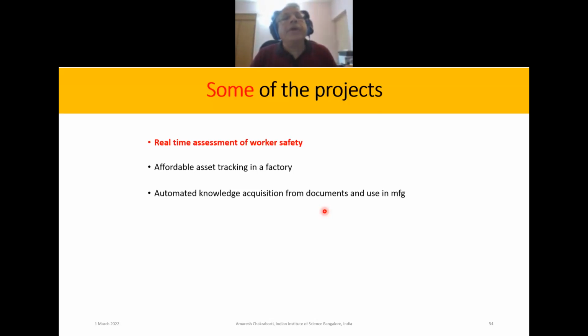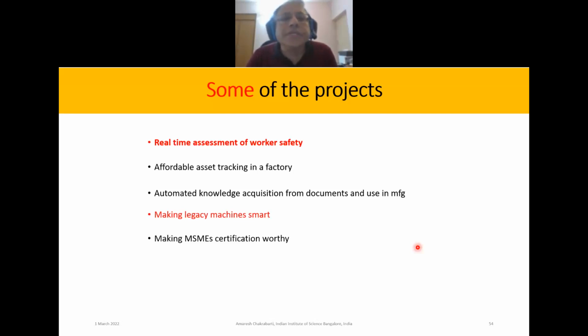How can we acquire knowledge from documents, legacy documents, and use it in manufacturing automatically? How can we make legacy machines smart? How can we make MSMEs more certification worthy by collecting data and telling them where they have problems with being certified, like ISO? How do you use smart in order to make manufacturing more sustainable and reduce, say, environmental footprint?